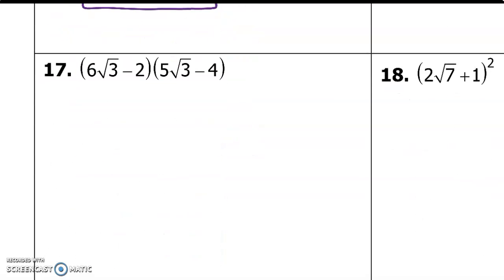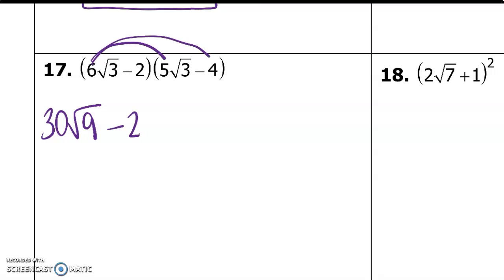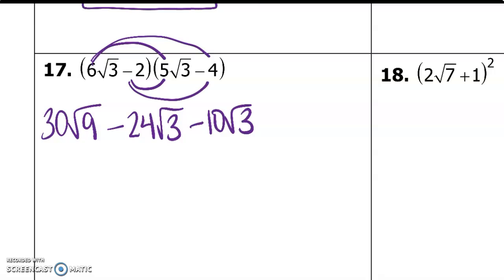Number 17. When we multiply here, 6 times 5 is 30, square root of 9. This would give us minus 24 square root of 3, 6 times negative 4. Then we distribute a negative 2, so that's going to be minus 10 square root of 3. And then this will give us plus 8. A minus 2 and a minus 4 gives us a positive 8.